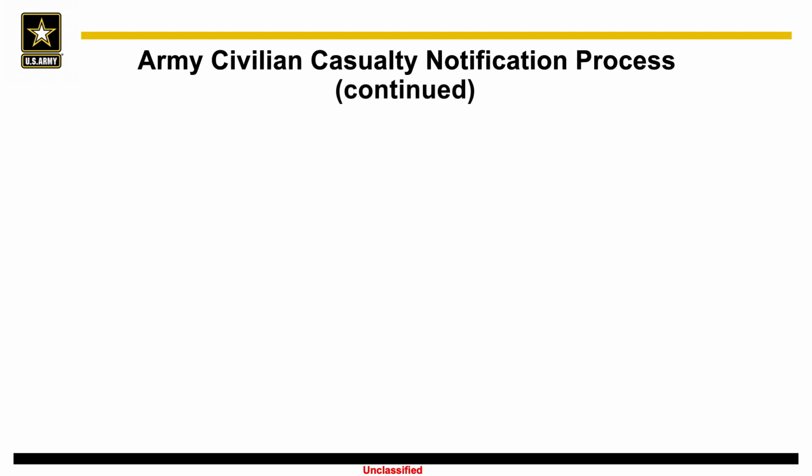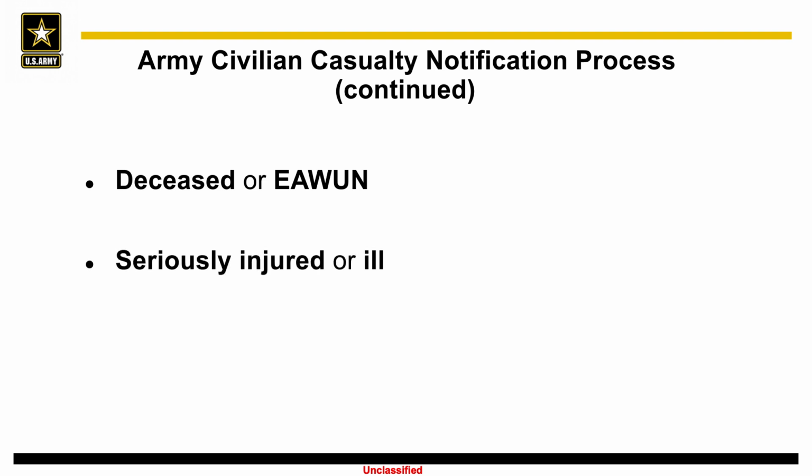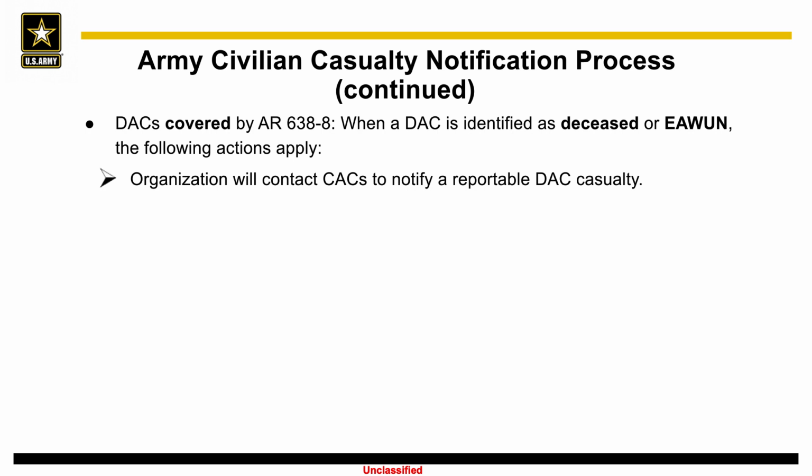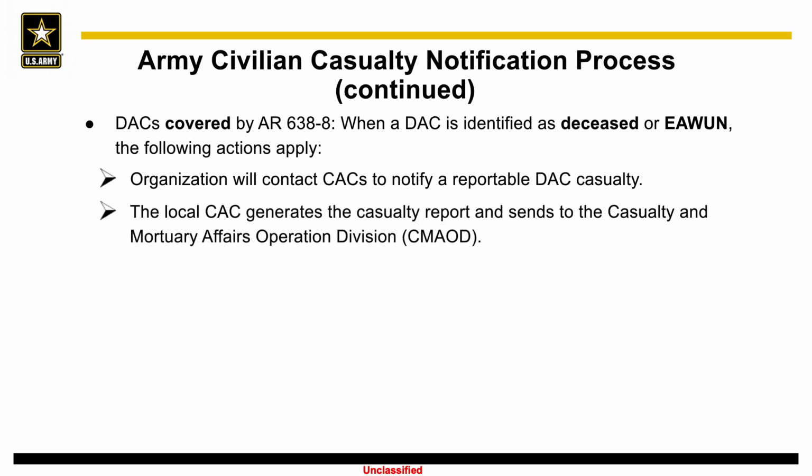There are two types of notification procedures based on casualty status. One casualty status is deceased or excused absence, whereabouts unknown, and the other status is seriously injured or ill. 1. When a reportable Army civilian employee is identified as deceased or excused absence, whereabouts unknown status, the employee's supervisor or organization reports the Army civilian casualty to the local Casualty Assistance Center. The local Casualty Assistance Center generates the casualty report and sends it to the Casualty and Mortuary Affairs Operation Division, CMAOD.